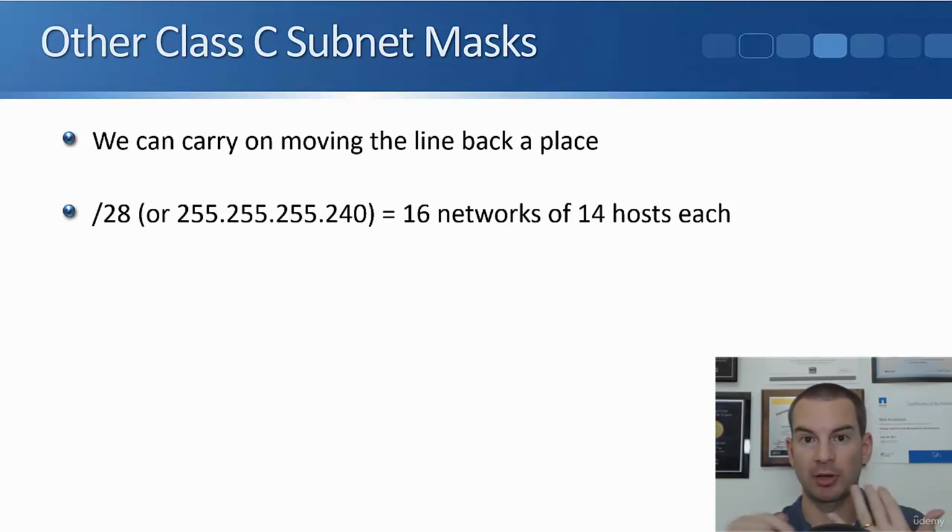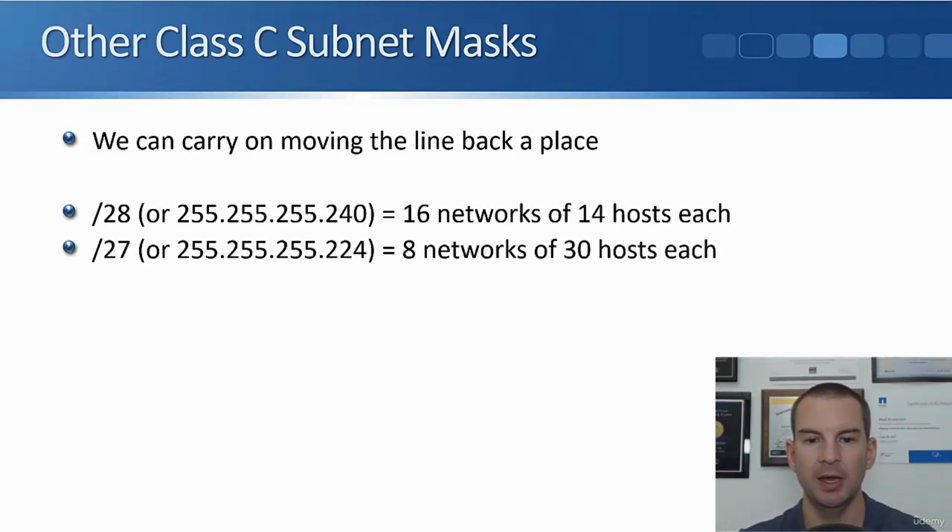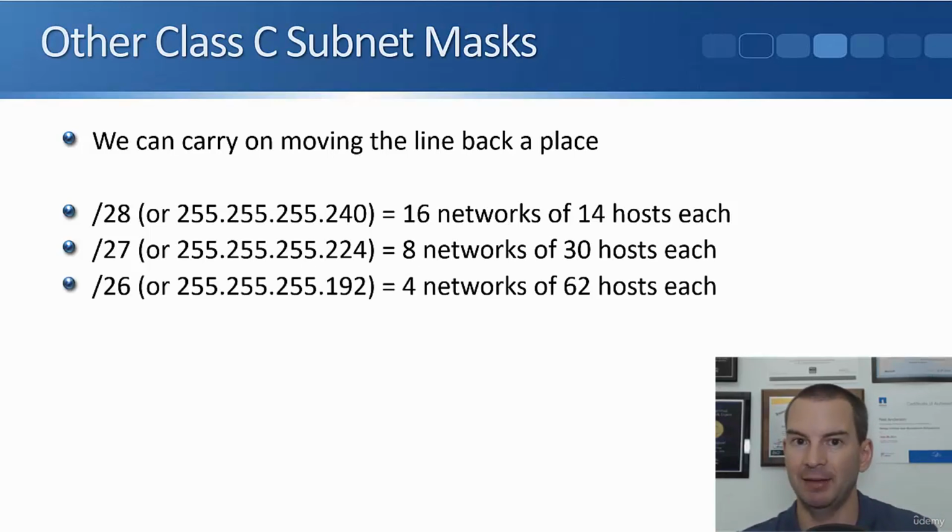And after 28, it goes up to 32. So we've got 4 bits available for our host addressing. That is 2, 4, 8, 16 minus 2 for the hosts, which gives us 14 available hosts. We can move the line back again to a /27. That's going to be borrowing 3 bits, so that is 8 available networks, leaving 5 bits available for our hosts, which will be 2, 4, 8, 16, 32, minus 2 gives us 30 available hosts. You can see how I'm getting that now.